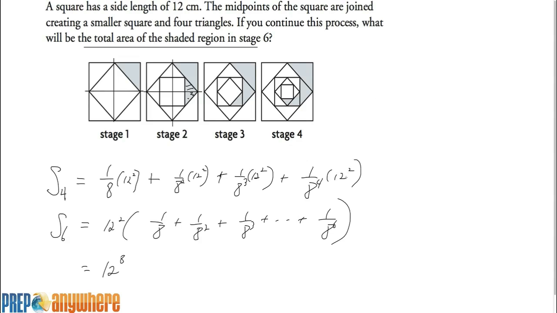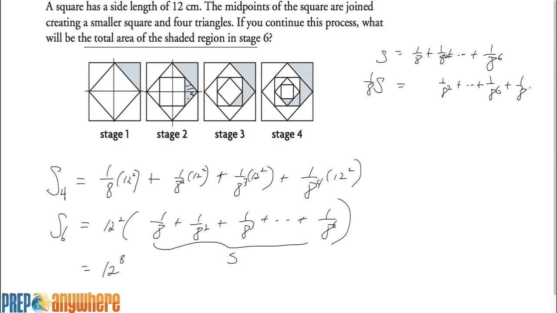Okay, and the way we add this, let me just call this part here S. The way we do that is we multiply S by the common ratio, which is 1/8, and we're going to get 1/8 squared. The term before this will become 1/8 to the power of 6, and this will become 1/8 to the power of 7. And what we do is we subtract, and every term in the middle will get cancelled out, and we have 1 minus 1/8, which is 7/8.